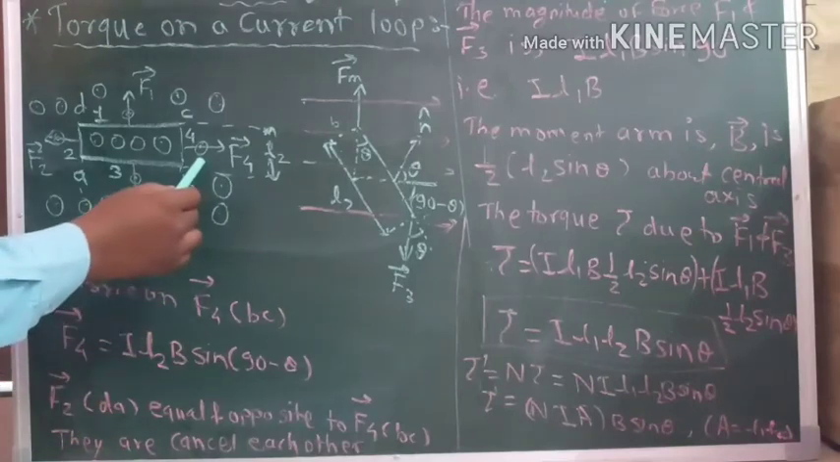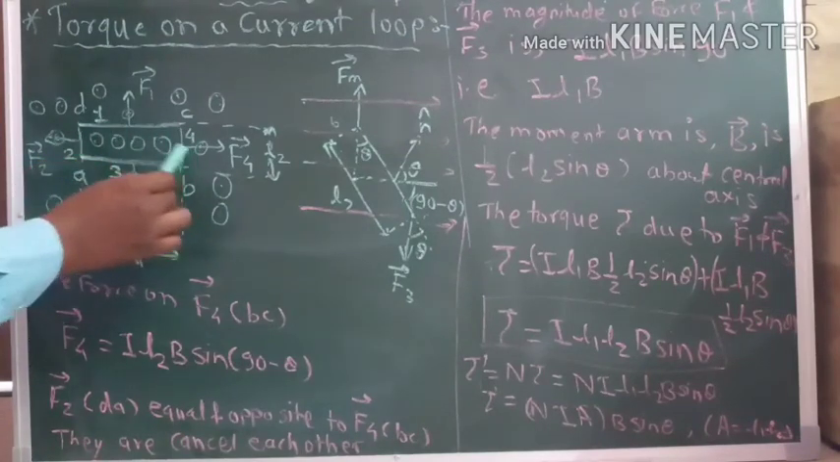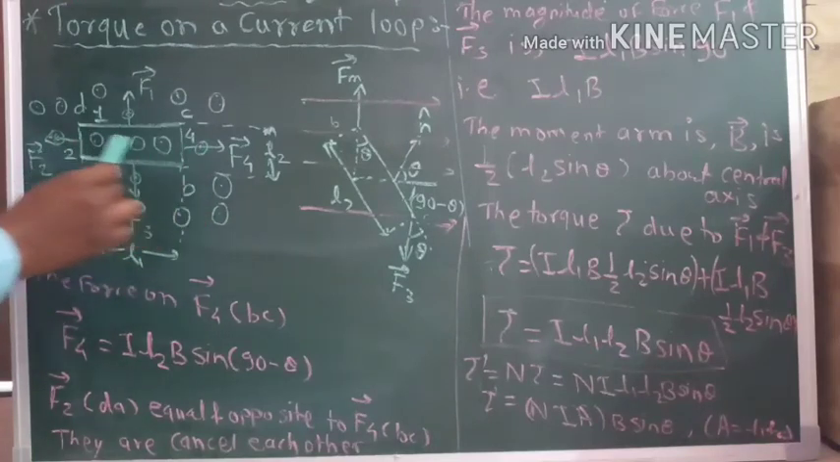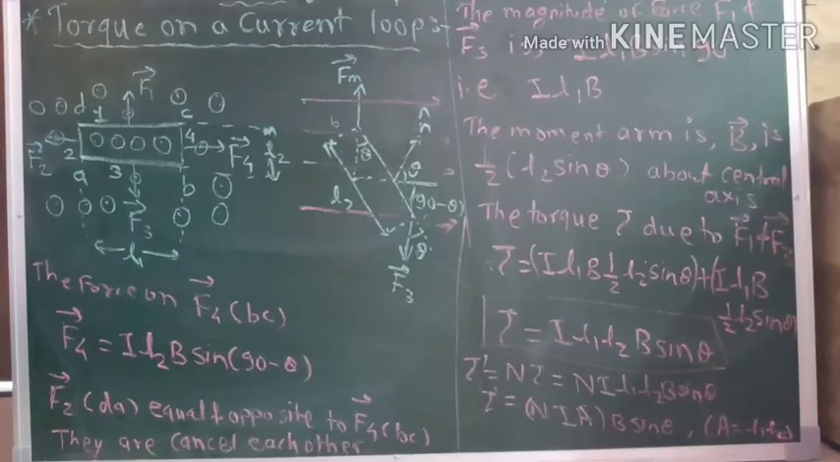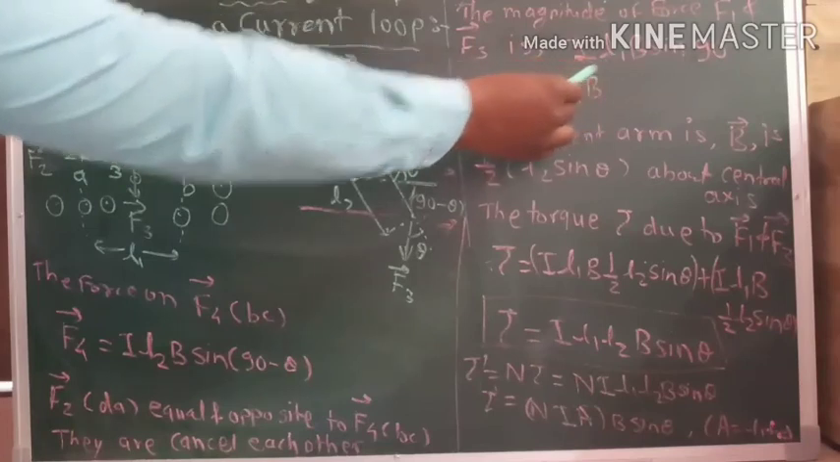Therefore, this side's magnetic force F4 is equal to F2 on this side, because these are opposite to each other. The magnetic forces on the second and fourth sides are equal but opposite to each other. Therefore, they cancel each other. F4 and F2 are equal but opposite, so both cancel. Then the magnitude of force F1 and F3. We write F3 is I L1 B sine theta.